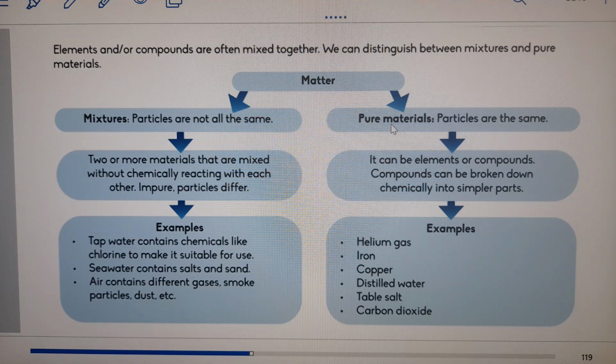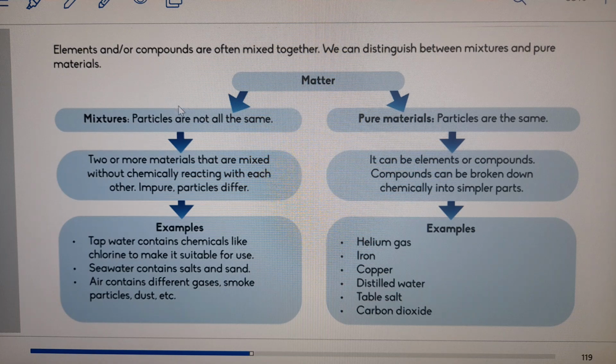So let's start with pure materials because we already know them. They say the particles are the same, and pure materials can be elements or compounds. Compounds can be broken down chemically into simpler parts. We know what simpler parts are, right? For example, we've got helium gas, we've got iron, we've got copper. These are elements. Then compounds, we have distilled water, table salt, and carbon dioxide.